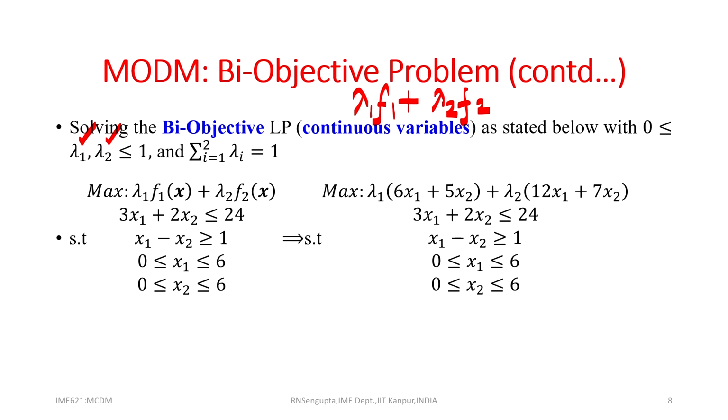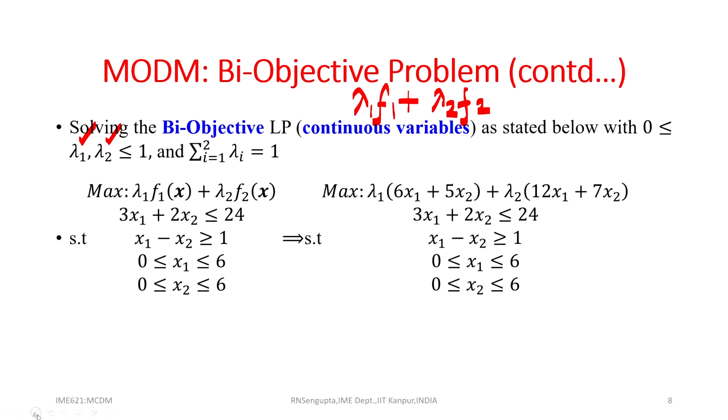For our illustration, we did not restrict ourselves to any particular weightage. We took all the different combinations of lambda 1 and lambda 2 and illustrate the problem. So, now the problem is maximize lambda 1 into f1 plus lambda 2 into f2, and the constraints are the same. So, the constraints are denoted.